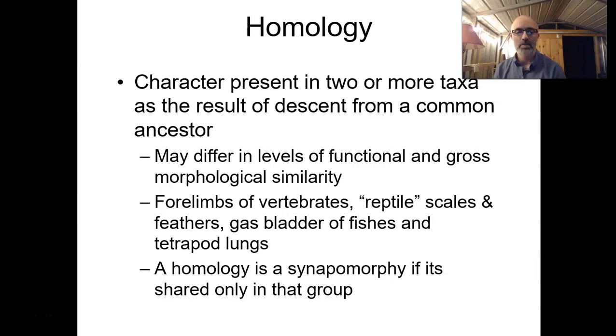Whales use them as flippers. Bats use them as wings. So they're morphologically dissimilar in a way, or the way that they function, the way that they're used, is dissimilar. But if you look at the bone structure, they are very similar. Feathers of birds and scales of reptiles are homologous structures.